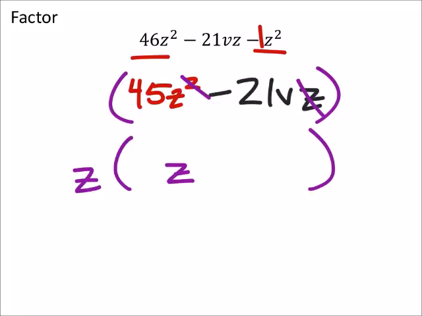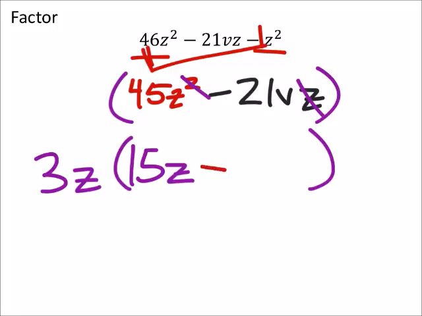45 and 21 are both divisible by 3. So I'm going to factor out a 3 from both the terms. 45 divided by 3 is 15. And then we got minus 21 divided by 3 is 7. And we got a v.